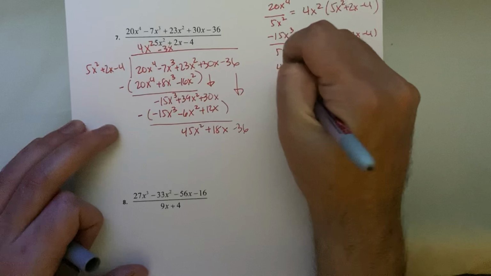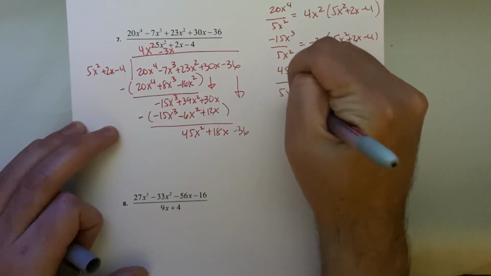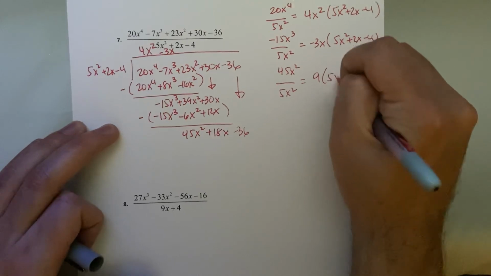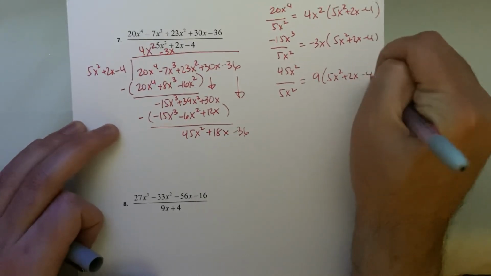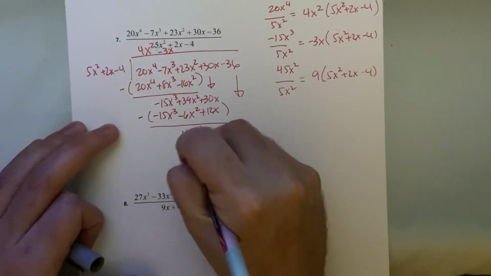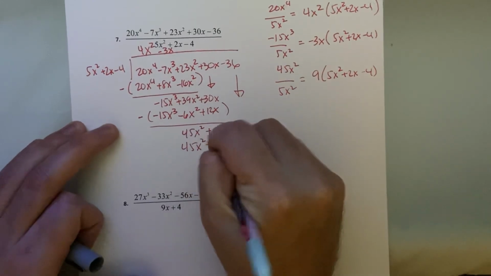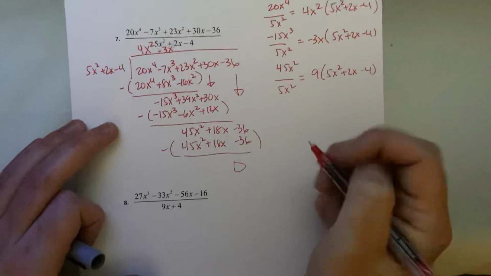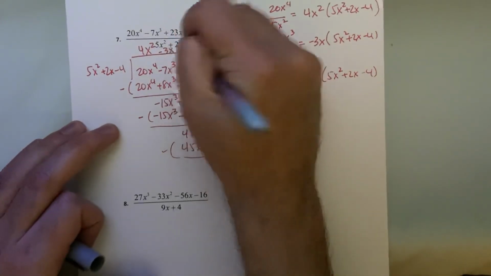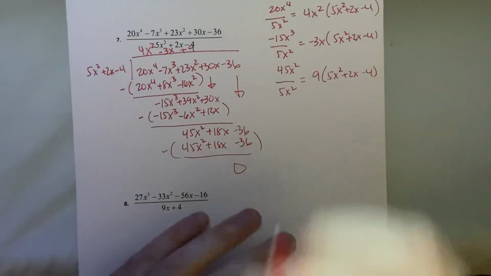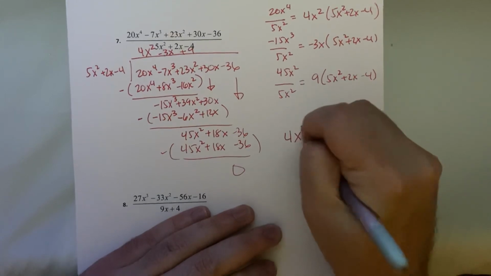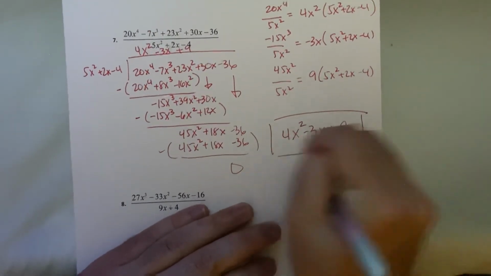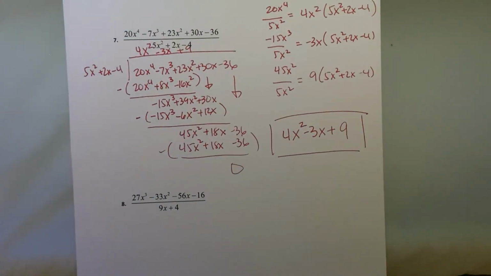Lastly, 45x squared over 5x squared equals 9 times 5x squared plus 2x minus 4. That's 45x squared plus 18x minus 36. Oh, we have a match. 0. That 9 goes up here. Thankfully for us, there's no remainder. Means our answer is 4x squared minus 3x plus 9. Nice and easy.